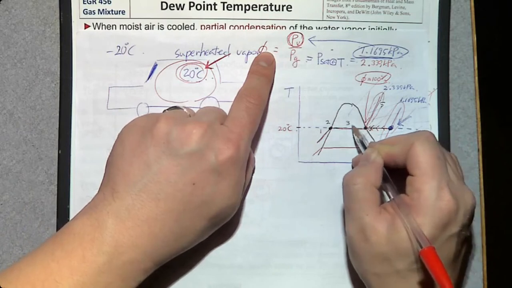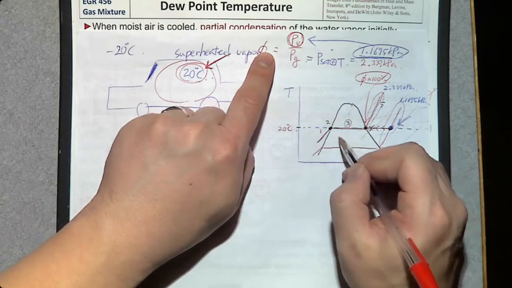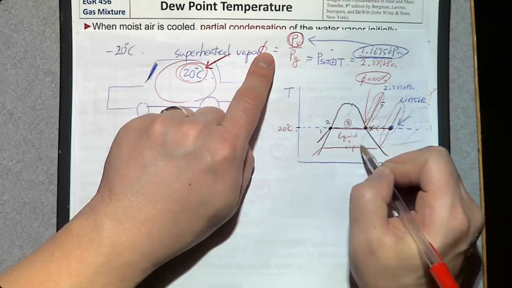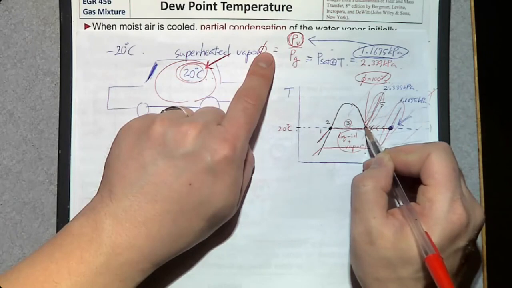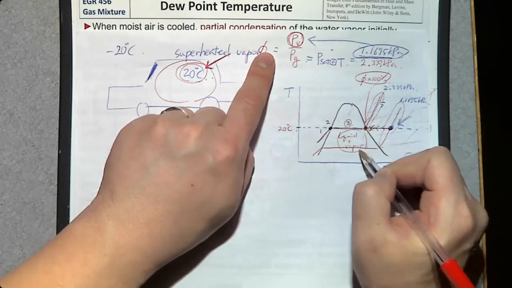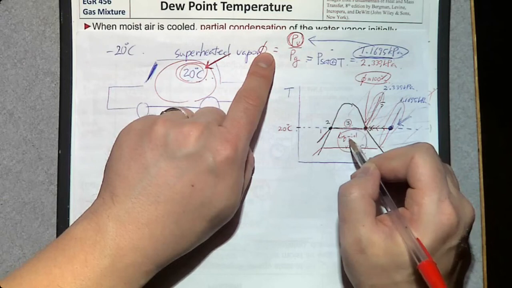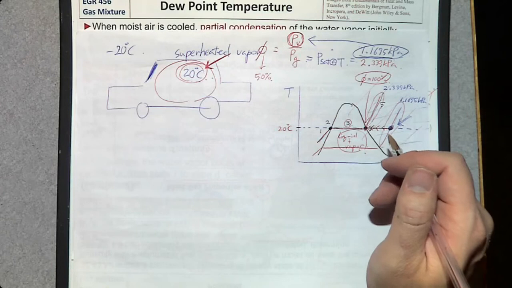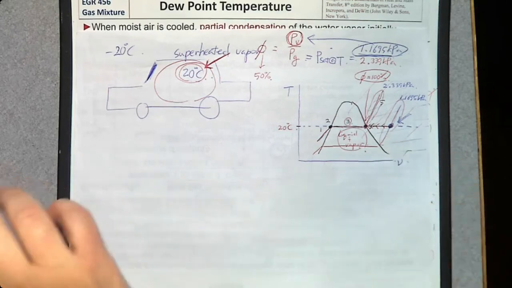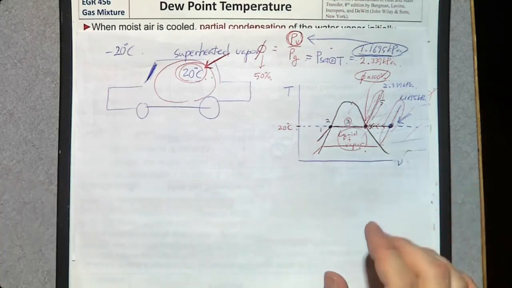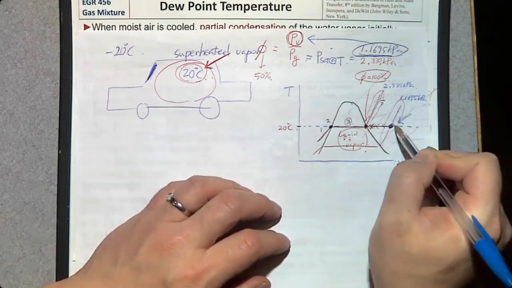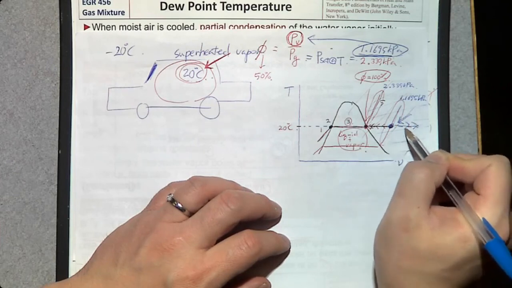Beyond that, it's not superheated vapor anymore. We have a saturated mixture, meaning liquid and vapor together. So beyond this point, we don't have pure 100% vapor. We have liquid, meaning condensation. Moving this way means that you are adding more moisture. Moving this way means that you are removing moisture.